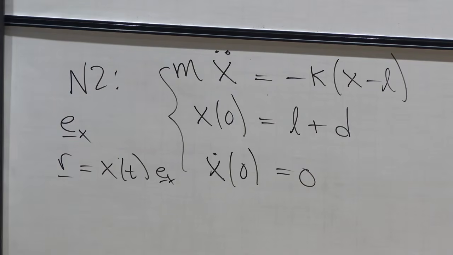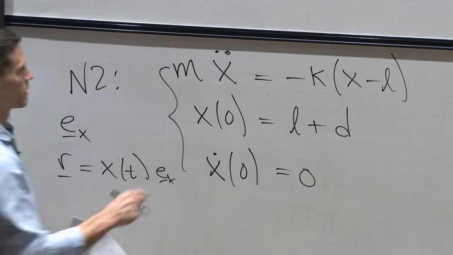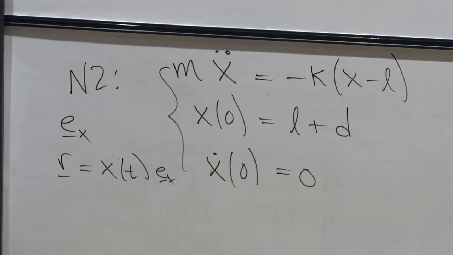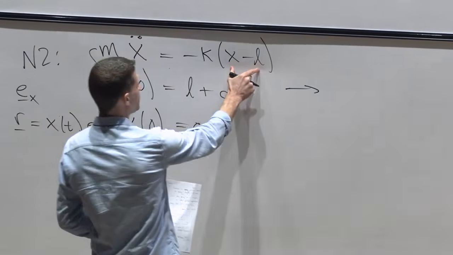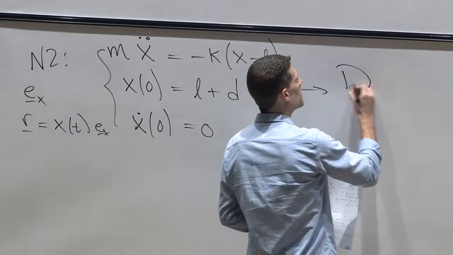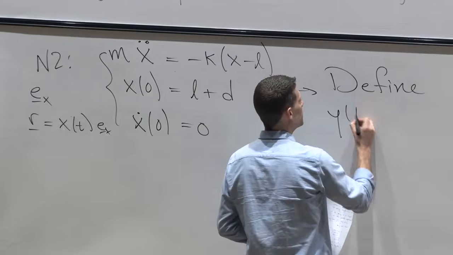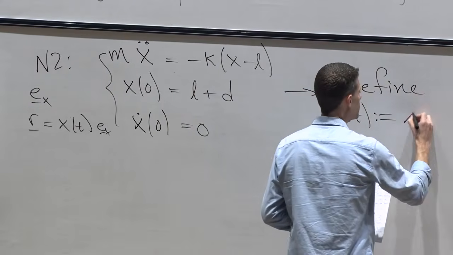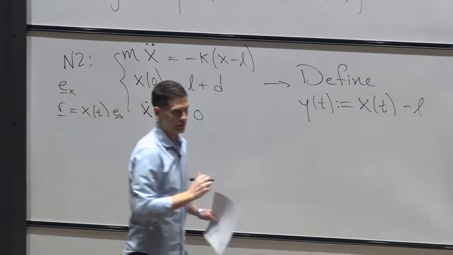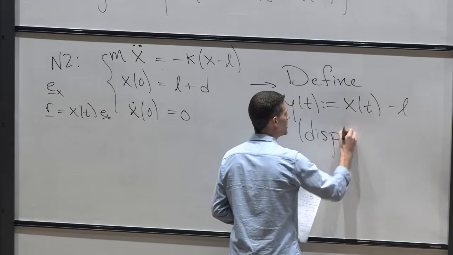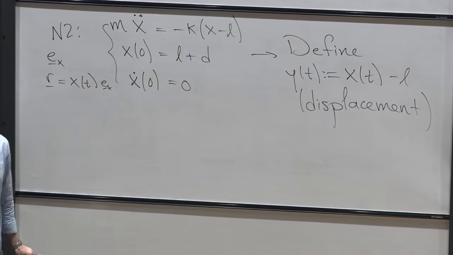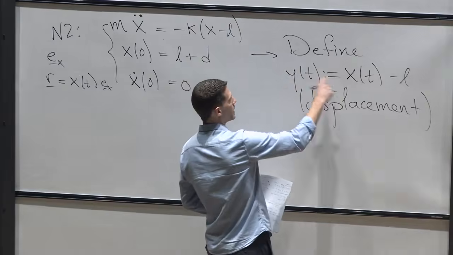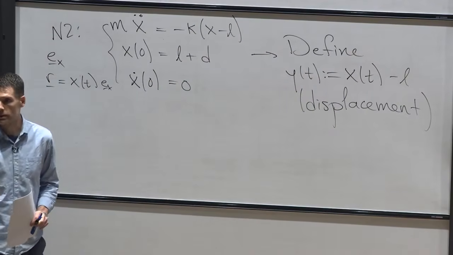This is not a hard system to integrate, but sometimes we can make it even easier. What's slightly annoying is that there's that L term sitting over there. So the easiest thing to do, I think, is to define a variable which is just that distance from L. If I define y of t to be x of t minus L, that's the actual displacement of the spring. My logic there is that I'm just shifting: y dot dot is x dot dot, but that x minus L just becomes a y, so it becomes a homogeneous equation.